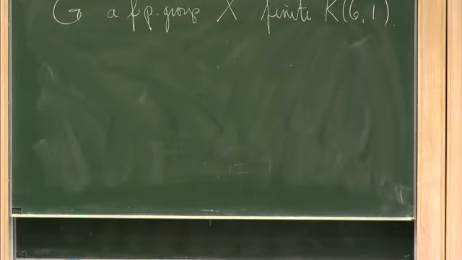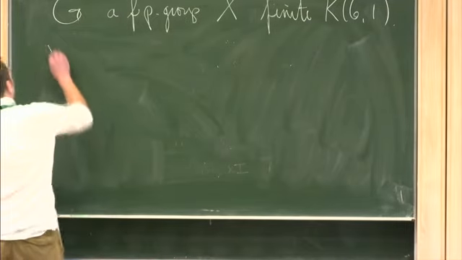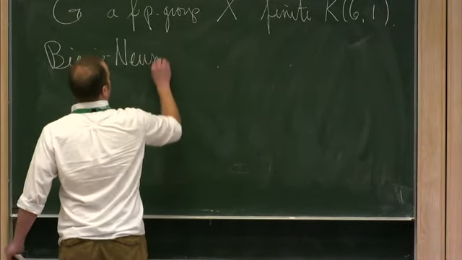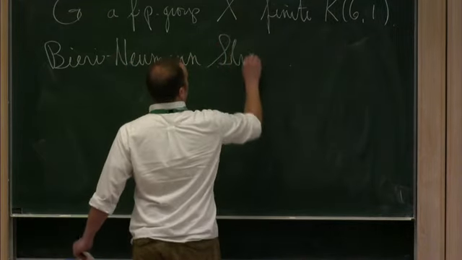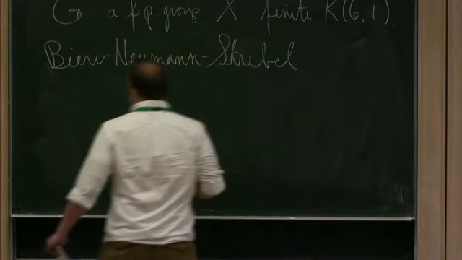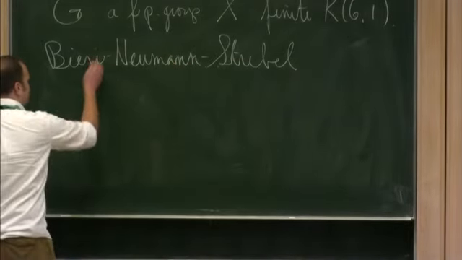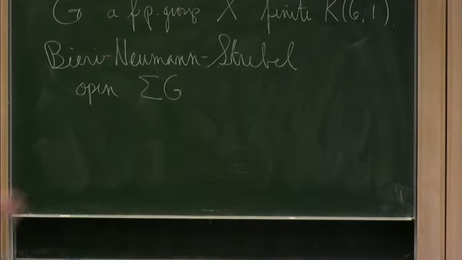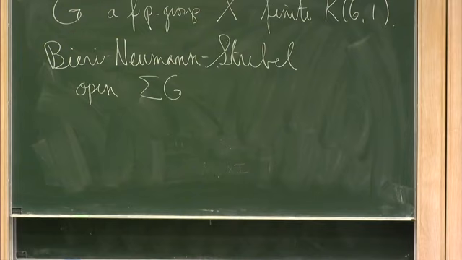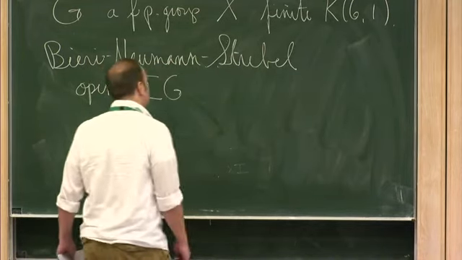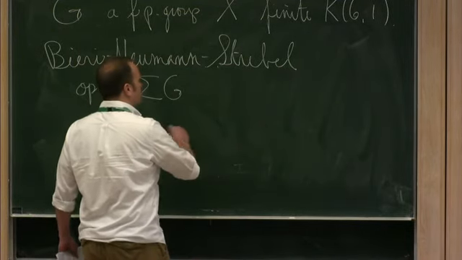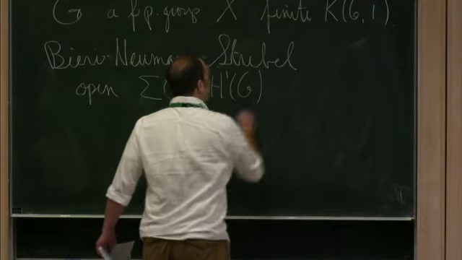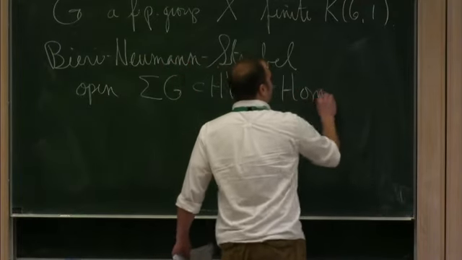So what is the BNS invariant? BNS stands for Bieri-Neumann-Strebel. It's an open subset, that's the theorem they prove. Call it sigma G. Usually you define it as an open subset of the sphere of directions in the first cohomology, but let me just take the cone on what they normally call the BNS invariant. So this will be an open subset of H1 of G. I'm going to think about that as homomorphisms from G to R.